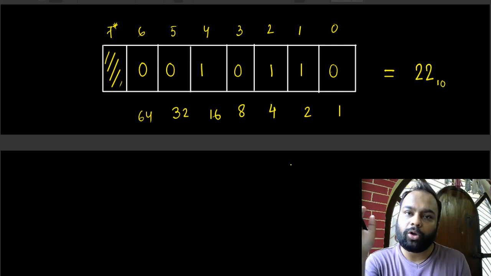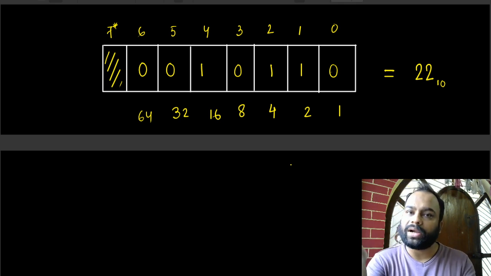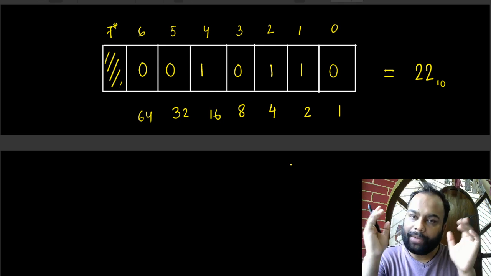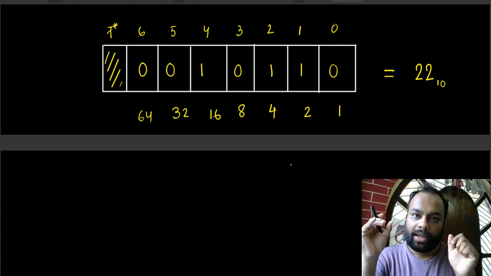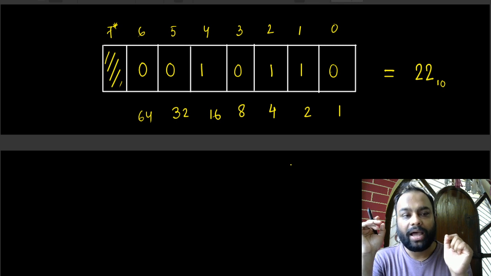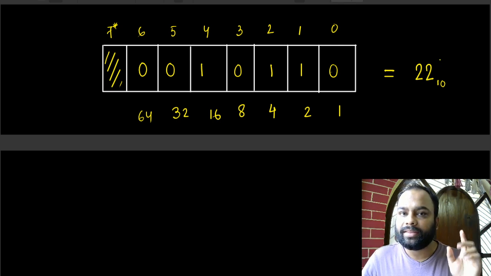Now I want to figure out what minus 22 would look like. Get the point? And why am I thinking about minus 22 at this particular instance? I'm thinking about minus 22 because I want to figure out the number that, when added to this, makes the result 0.